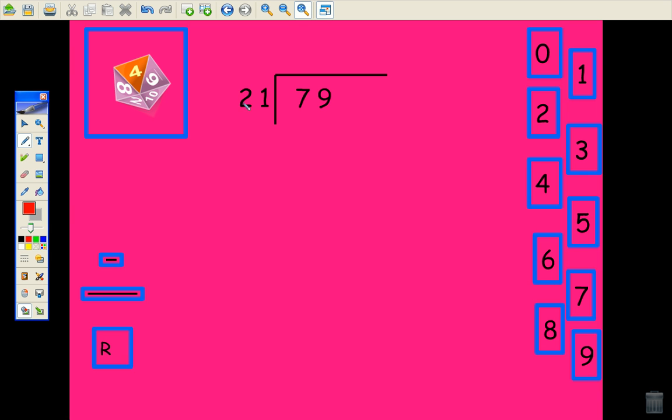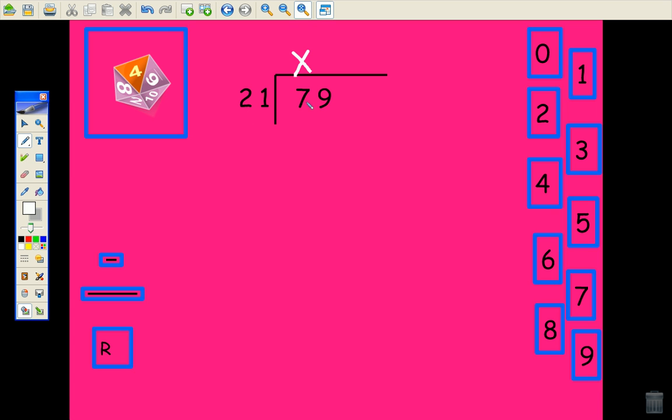I'm going to look at this number and I see 21 here. Can 21 go into 7? It cannot go in there. So I'm going to put my X there because I know that it's impossible for 21 to go into 7 when we're talking about whole numbers.